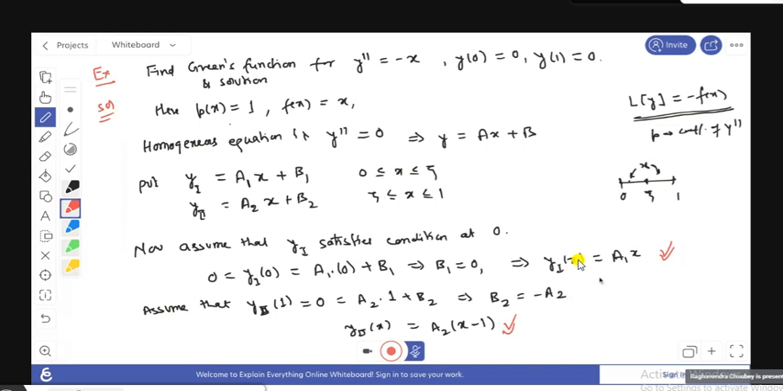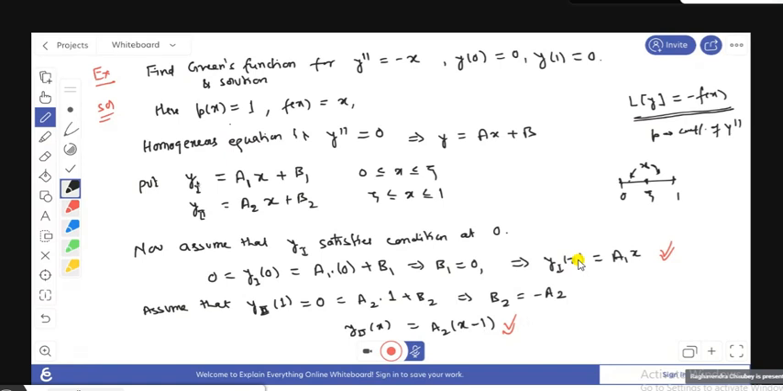Okay, and you know that your solution is continuous at x equals xi. This means the solution y is continuous at that point, x equals xi. So y1 and y2 are the same at x equals xi. So this is a1 xi and this is a2 (xi minus 1), and these two are the same.